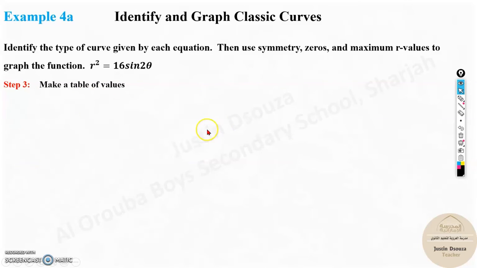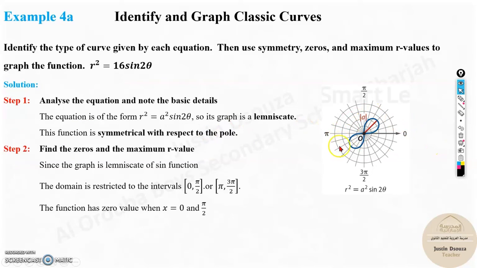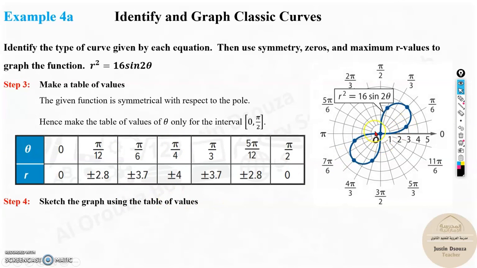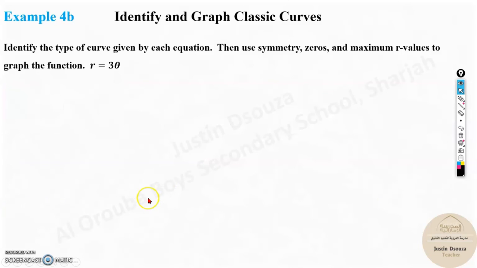It's enough. Don't do both, because it's symmetrical, isn't it? So just do from 0 to pi by 2. That's more than enough. Now you'll get the values. You can plot a few of the points, and you'll get the answer. And then you can extend it over here as well. So this is how we can easily graph it, and that's it.